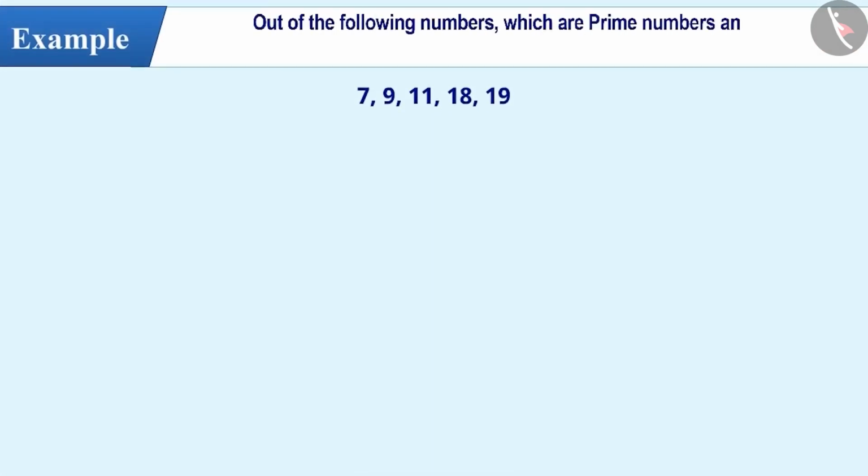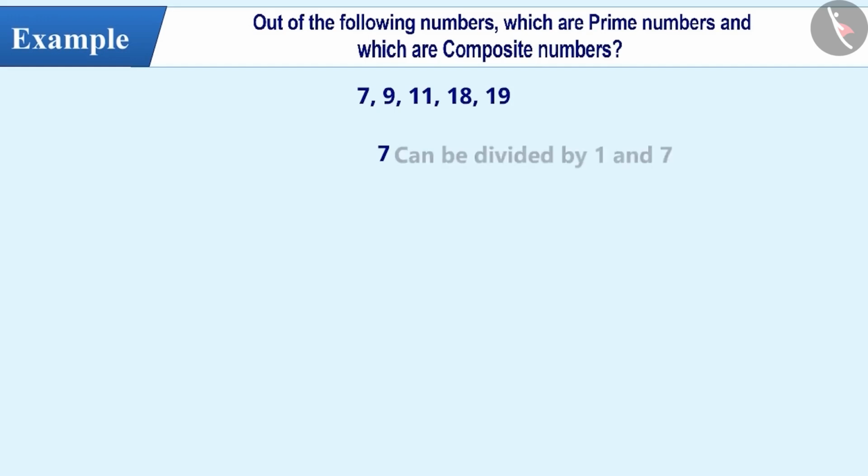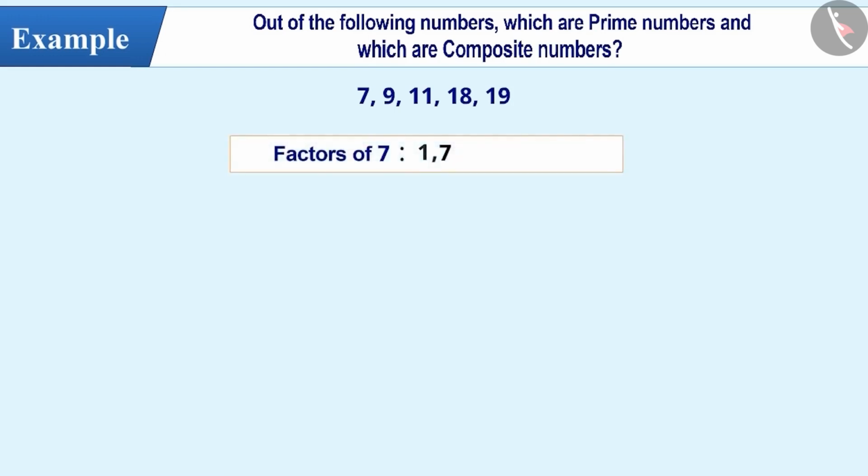Next example. Out of the following numbers, which are prime numbers and composite numbers? Number 7 can only be divided by 1 and 7, which means 1 and 7 are the only factors of 7. Since it has only two factors, 7 is a prime number.